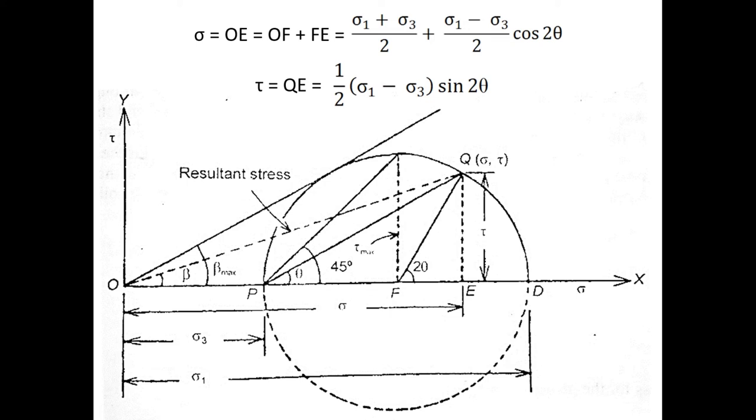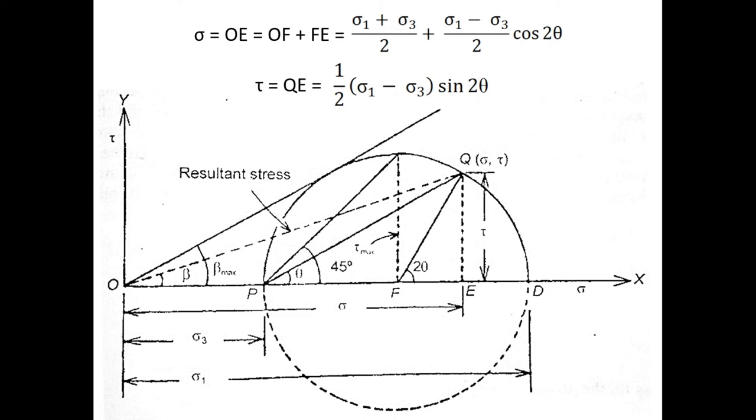So that I will get a line PQ, correct? What I'm trying to do here is find out the normal and shear stresses on a particular plane which is inclined at an angle theta to the major principal plane. So that angle here is theta. I subtend that angle from the point P, which is the pole of the Mohr circle, so I will get that line QP.